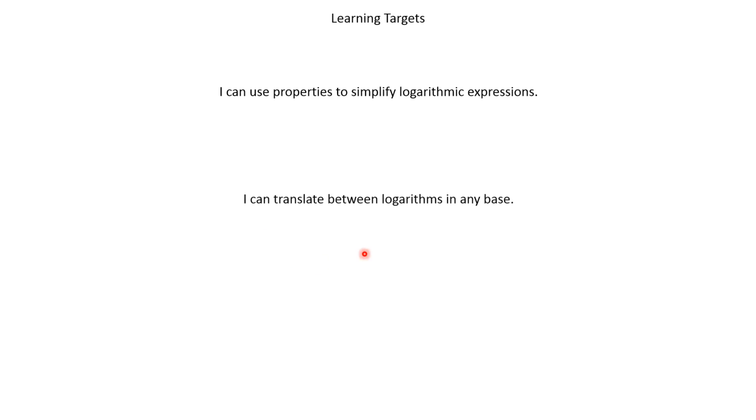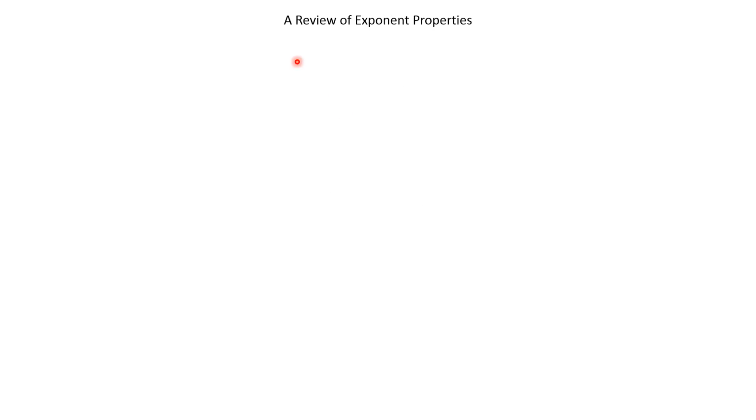The first thing I want to look at, well, the learning targets. Obviously, I can use properties to simplify logarithmic expressions, and I can translate between logarithms in any base. So we're going to be changing bases, and we're going to be simplifying expressions using the properties we're going to look at. So now, after the obvious learning targets, the first thing I want to look at is a little bit of review of exponential properties.